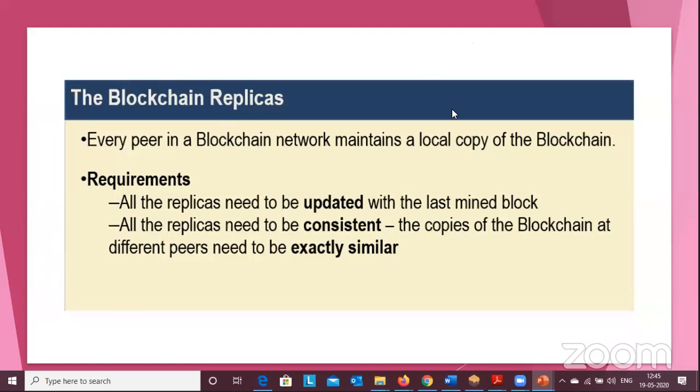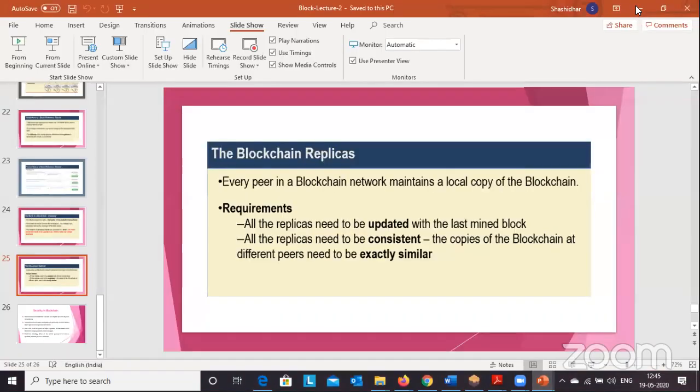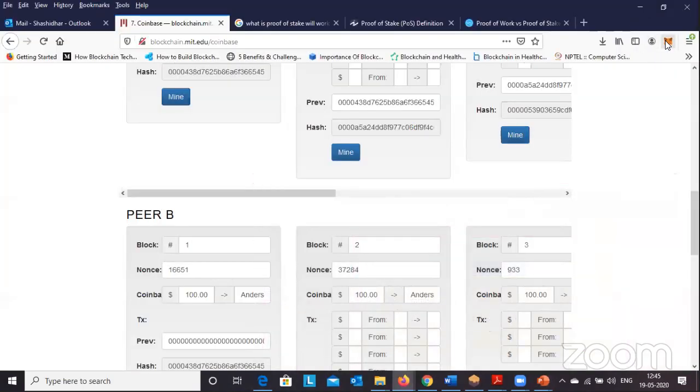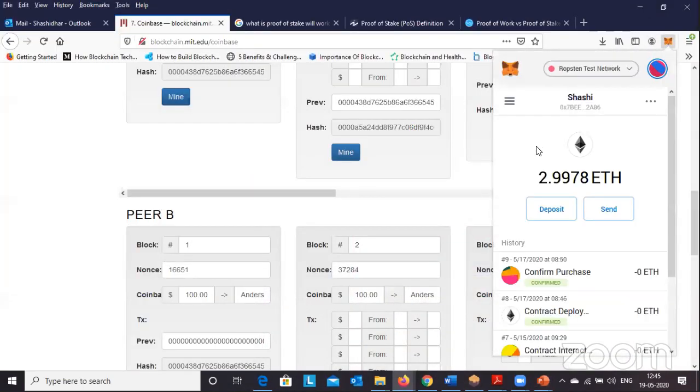Okay, so now I'm minimizing the screen so you can see my screen. Here you can see I have installed the MetaMask wallet. MetaMask is one of the Ethereum wallets, and Ethereum is one of the blockchain platforms. If you want to develop blockchain-based applications, we have Ethereum, Hyperledger, and many other platforms.